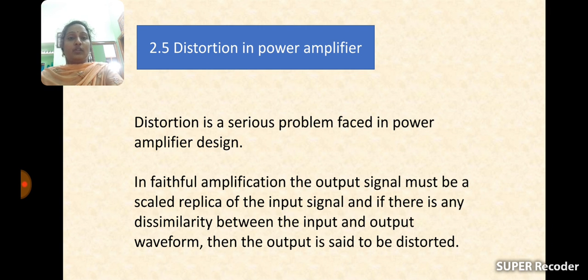So now we have discussed what is meant by power amplifier, what the different types of power amplifier are, what the difference between voltage and power amplifier is, and what the block diagram of a power amplifier is. So now I would like to conclude the class. In the next session we will meet again.